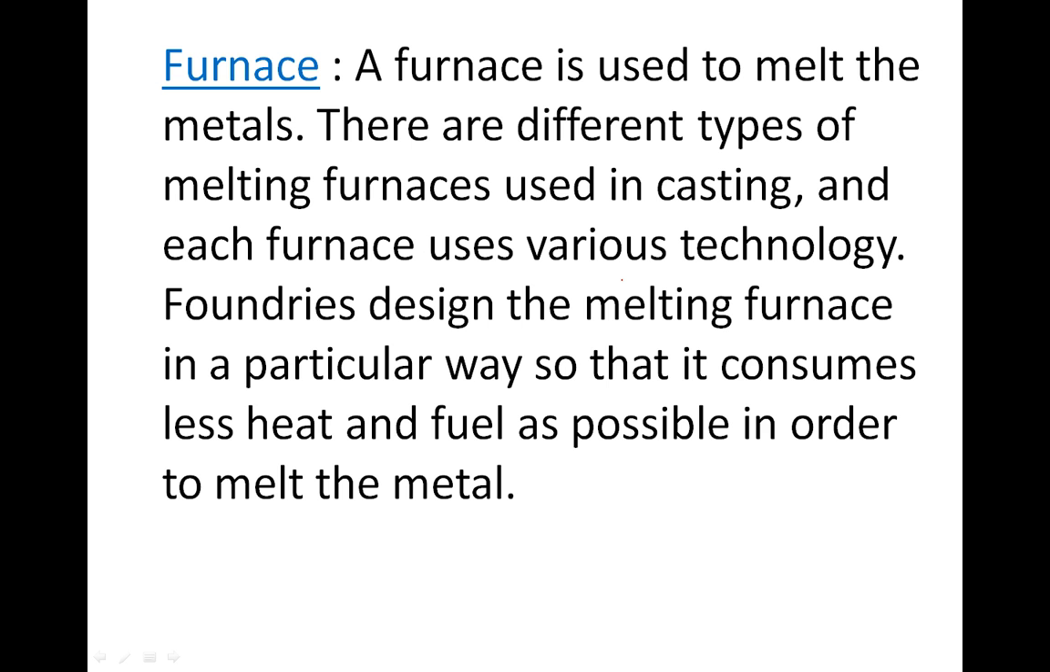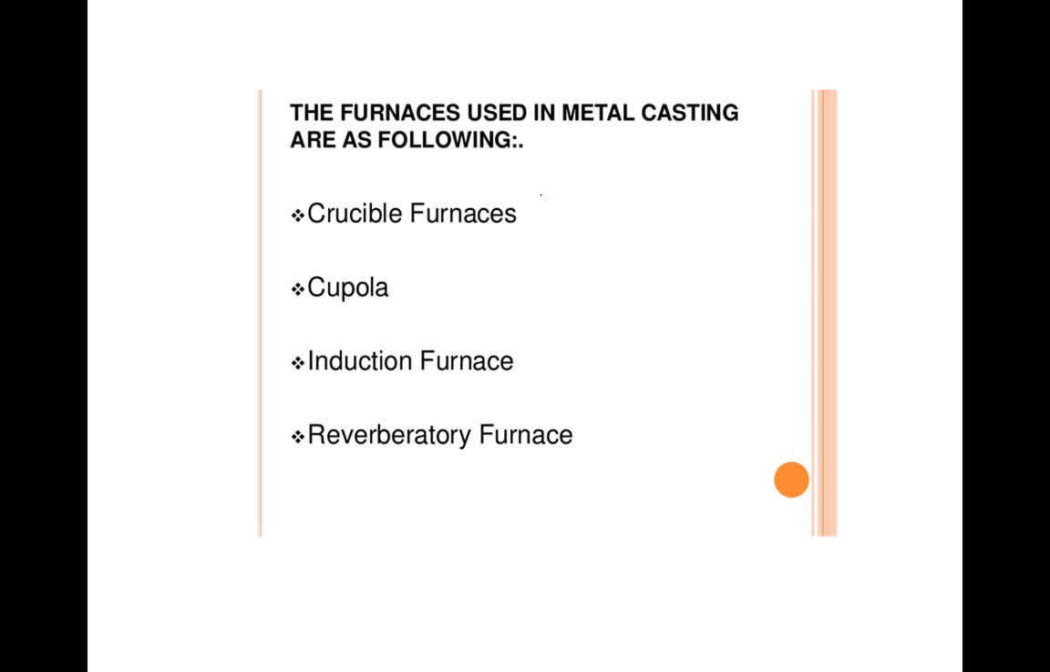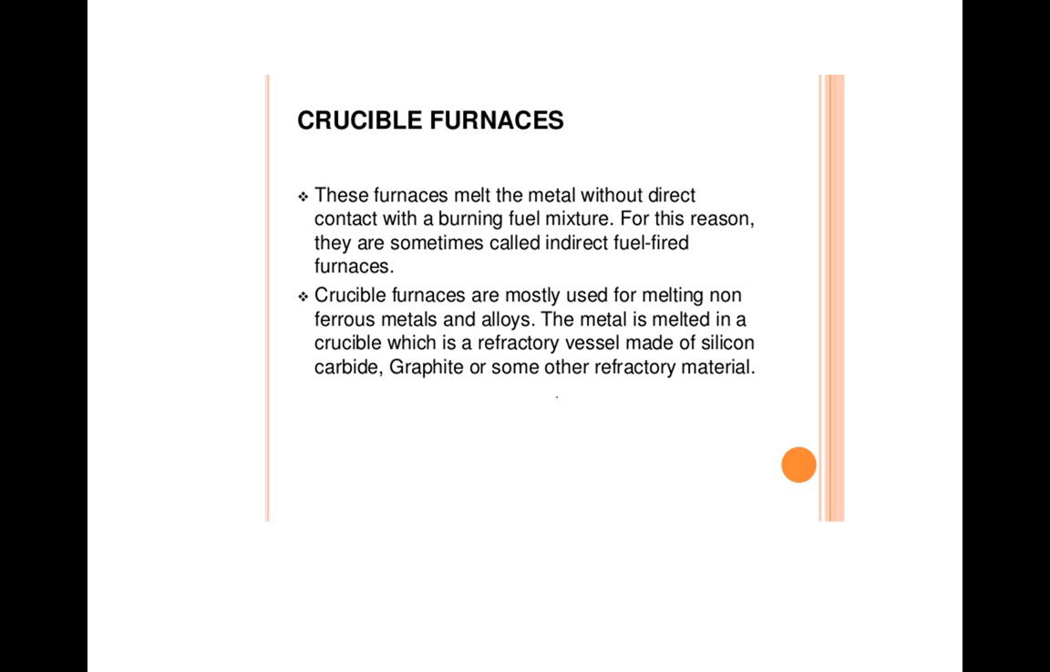The foundry is designed in such a way that it consumes as little heat and fuel as possible in order to melt the metal. So these are the various furnaces used in metal casting. Number one is the crucible furnace. Number two is the cupola furnace. Number three is the induction furnace and reverberatory furnace. Those are the electrical furnaces, and electrical arc furnaces are also used. One by one we are going to discuss the construction features of the various furnaces.